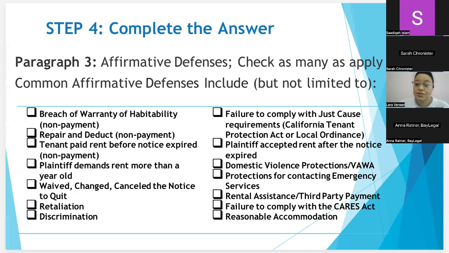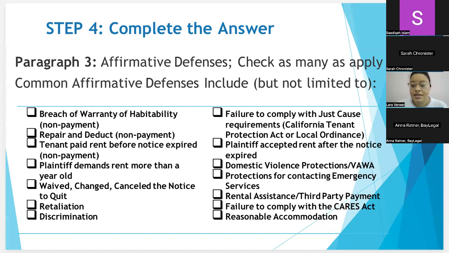Discrimination. So in last week's presentation, we talked about a lot of fair housing. If they feel like they're being discriminated against, and that's the reason for the eviction action, that can be an affirmative defense for unlawful detainer. Other defenses are if the landlord failed to comply with just cause requirements. So there's not a valid just cause listed in the notice, or if the plaintiff accepted rent after the notice expired. So the notice expired, but then the tenant paid rent, then the landlord can't move forward with an unlawful detainer action because they accepted rent from the tenant, basically showing that the tenancy continued.